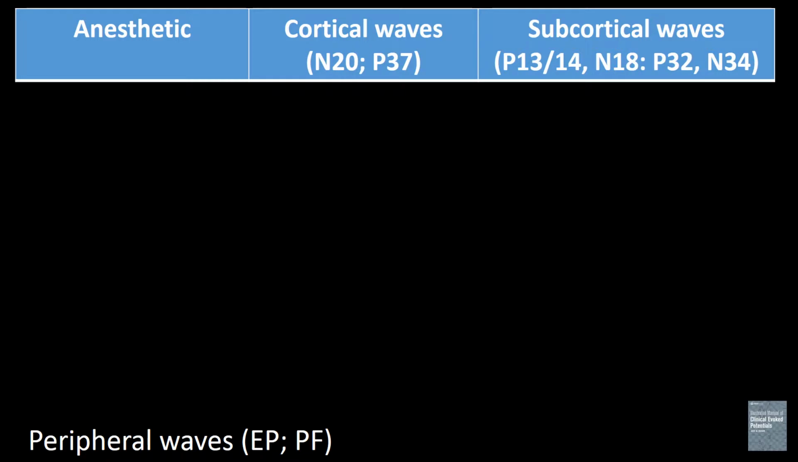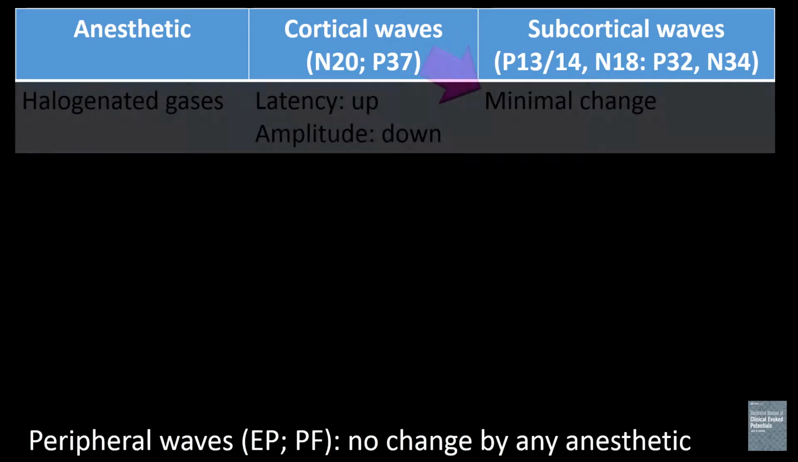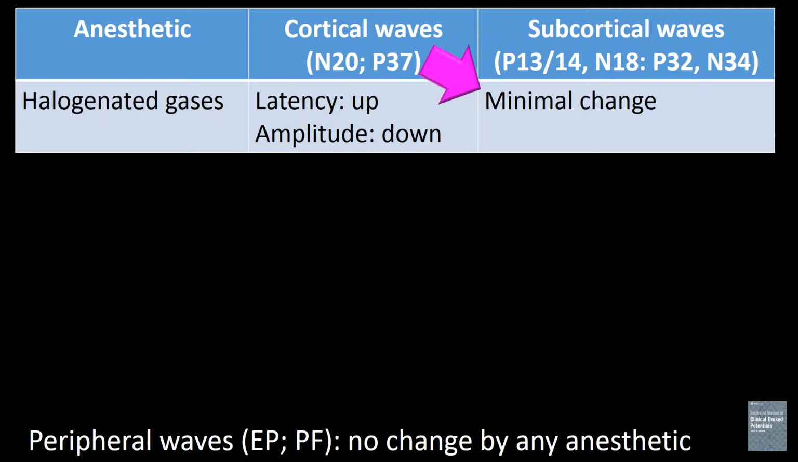The effect of anesthetic on somatosensory evoked potential has traditionally been discussed in relation to peripheral waves, subcortical waves, and cortical waves. Anesthetics used at the usual dose have no effect on peripheral waves. Halogen gases cause minimal changes in subcortical potentials. The latency of cortical potential is increased, thus the subcortical to cortical potential interpeak latency is also increased. Amplitude is reduced.